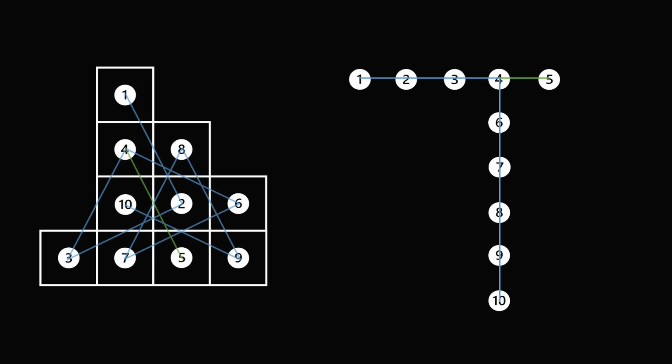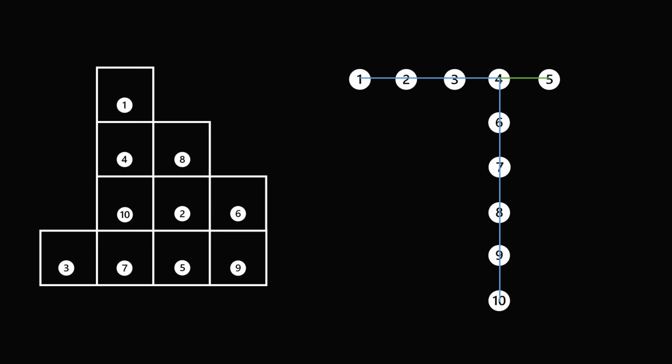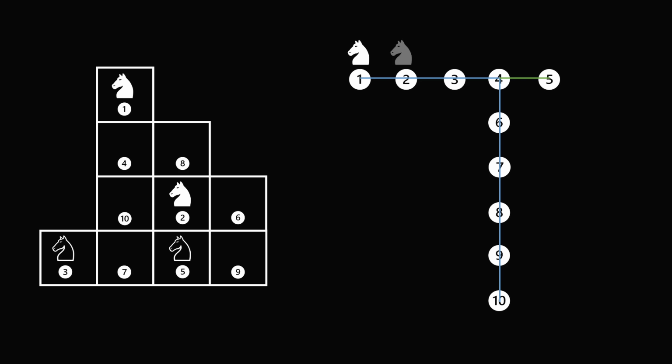In the original puzzle, the knights were placed with a white knight on square 1, a white knight on square 2, a black knight on square 3, and a black knight on square 5. So on the new graph, let's place white knights on nodes 1 and 2, and black knights on nodes 3 and 5. So the question of swapping the knights' positions in the original puzzle can be tackled by swapping the knights' positions on this new graph.